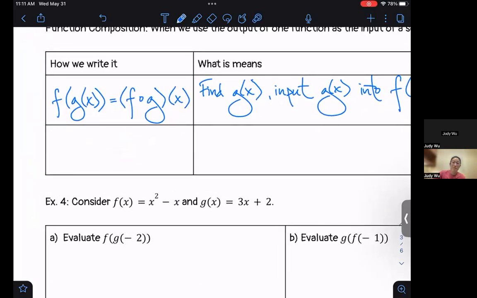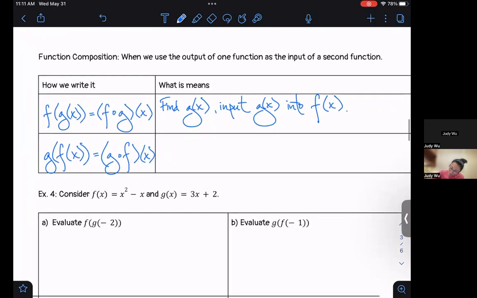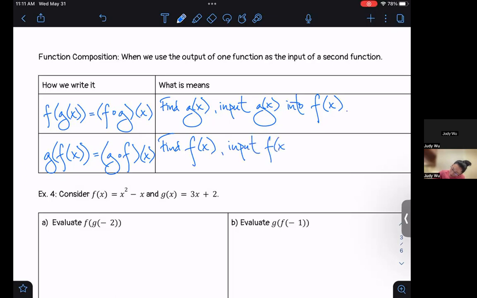The other way that we might see things is people might switch the order. We might see g parentheses f parentheses x. And the way we would write this with the little circle is we would say g little circle f of x, or we say g composed with f. And if this is the order, we would find f of x first, and then input our f of x into our g of x, right? So the order in which it happens is reversed.